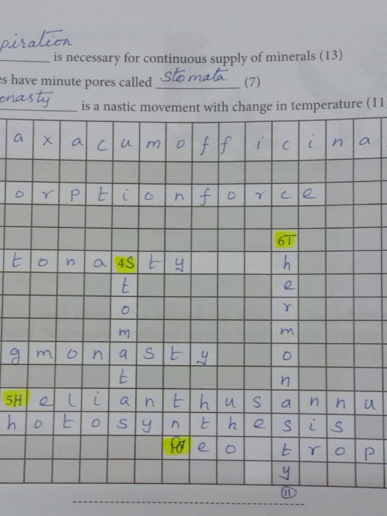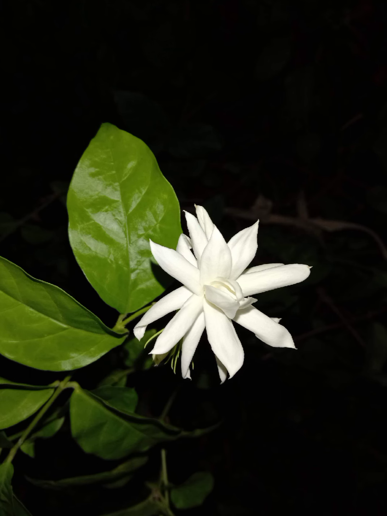Thermonasty. For this sixth one in that puzzle, only 10 boxes are given, but the word has 11 letters. So be careful that all columns should be filled.